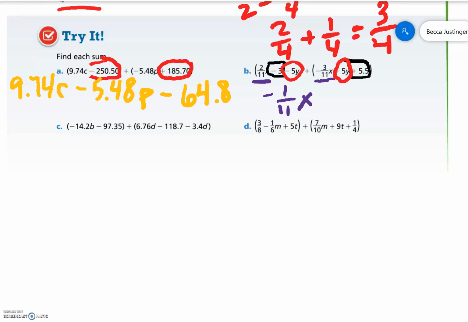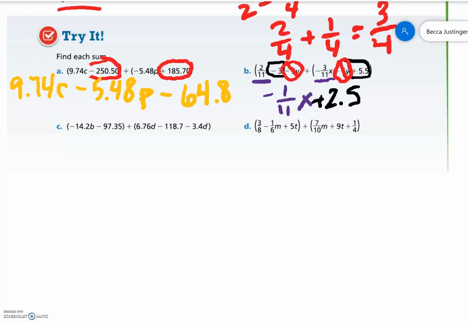-3 plus 5.5 gives me 2.5. And then -5y plus 5y, those are opposites, so they just cancel each other out.